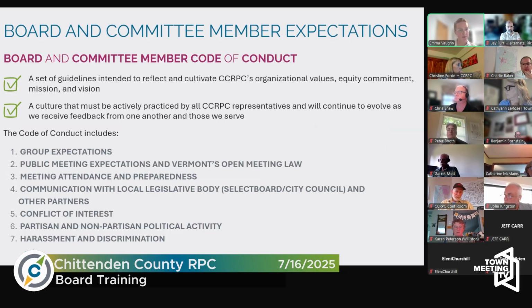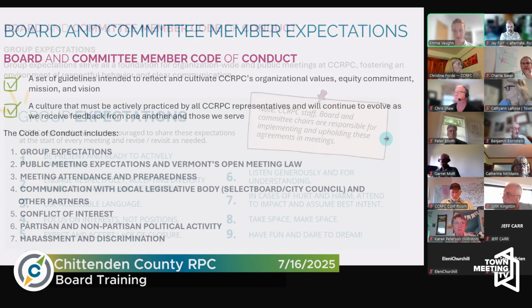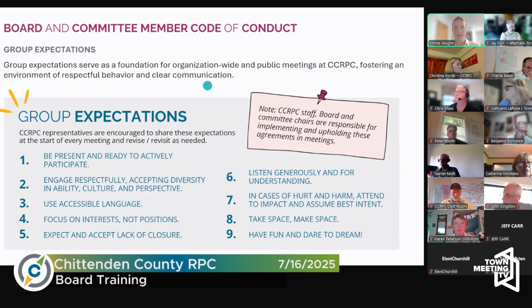So the code of conduct itself includes these seven sections, and I'll walk through each one of them briefly. The first one is group expectations. And this is pretty new. Some of you, especially those who voted on this a few months ago, have some experience with this. This is definitely something new to our organization that we're trying to implement both on an organizational level and in public meetings. These expectations are not final. They're intended to be a draft and edited frequently or as it makes sense.